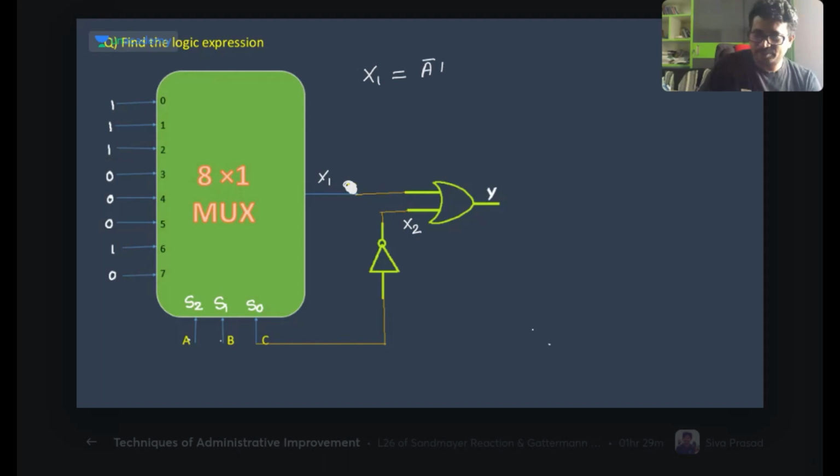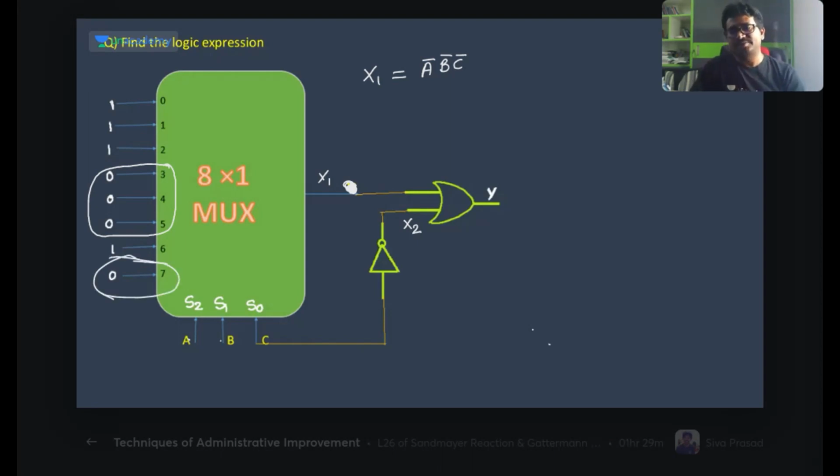When A bar, B bar, C bar, wherever we have 1, only those will be min terms. In all the other cases this value is connected to 0, so this term will become 0, and this also will become 0. Only these are the min terms we get. Plus next, A bar, B bar, C. This is 3. And next 6. What is 6 here? A, B, C bar.